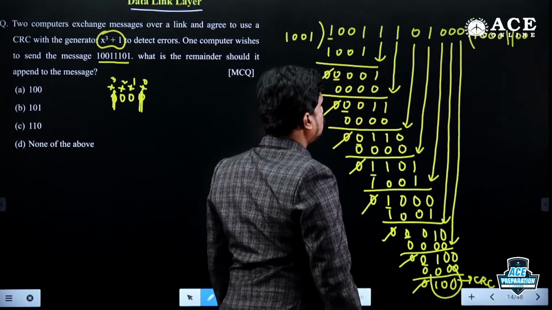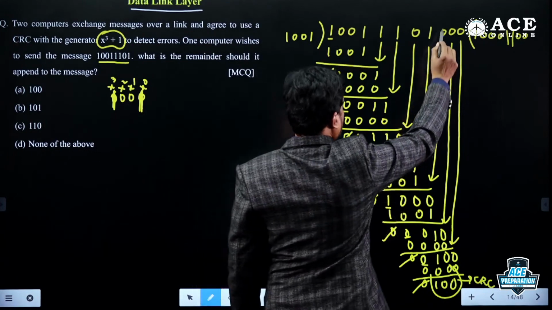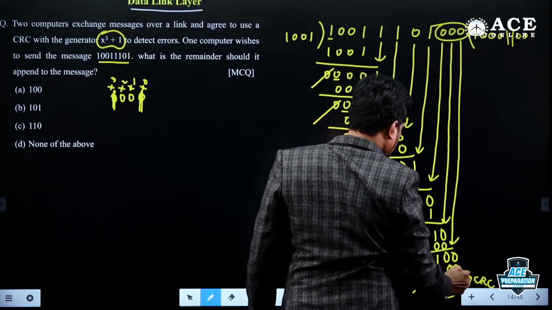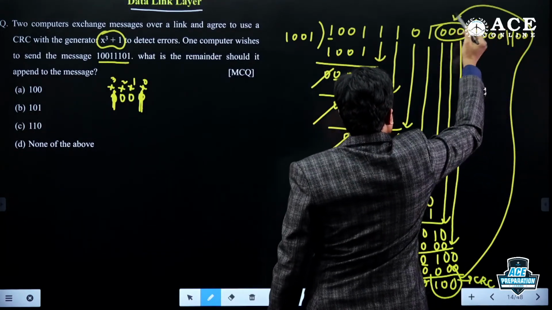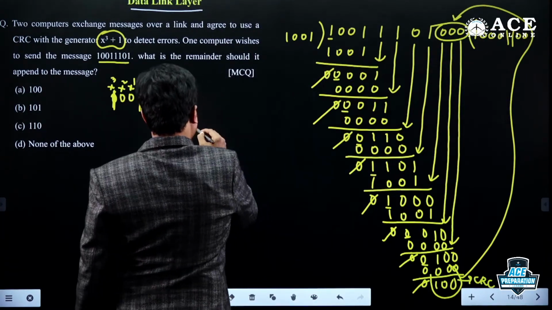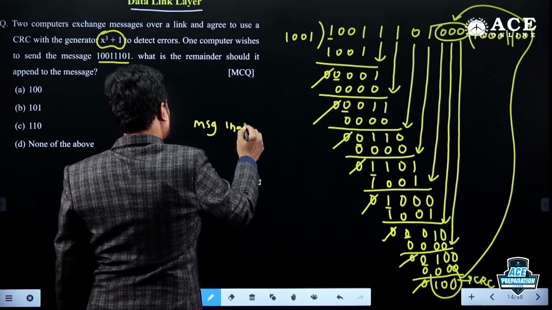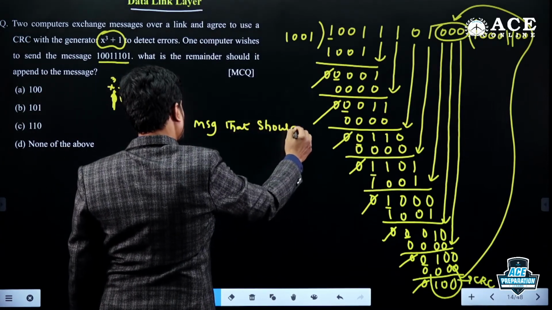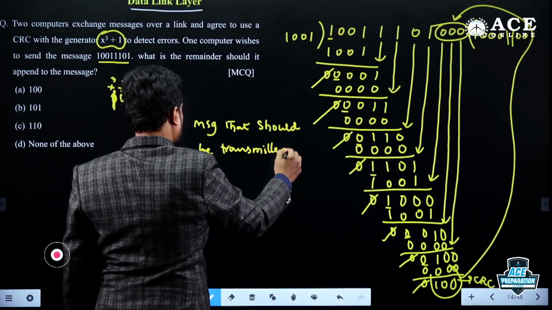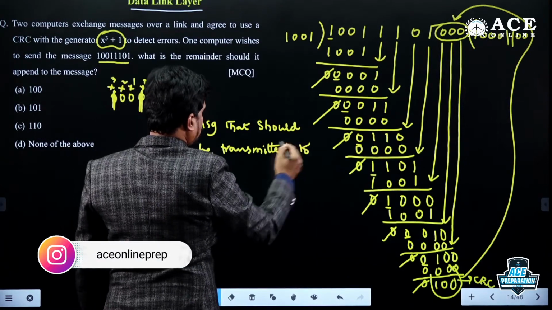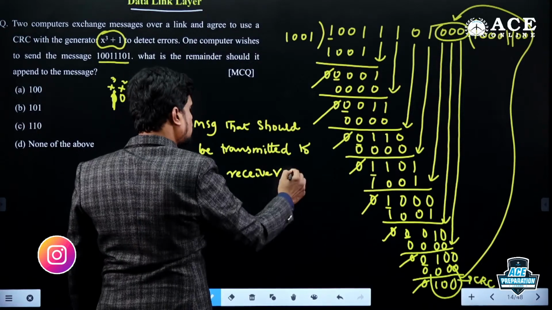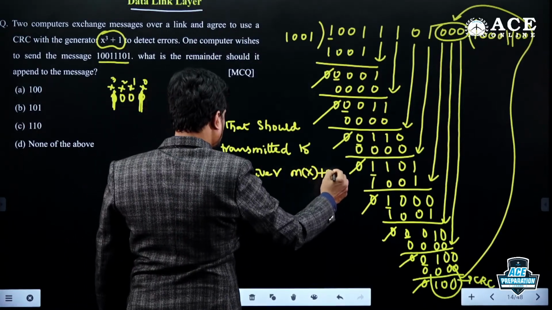So what we have to do: before starting modulo 2 division, whatever n minus 1 number of zeros we appended, these n minus 1 zeros are going to be replaced by this CRC while we are transferring to the receiver. So now what is the message that should be transmitted to the receiver? The format is m of x plus CRC, right? M of x plus CRC.